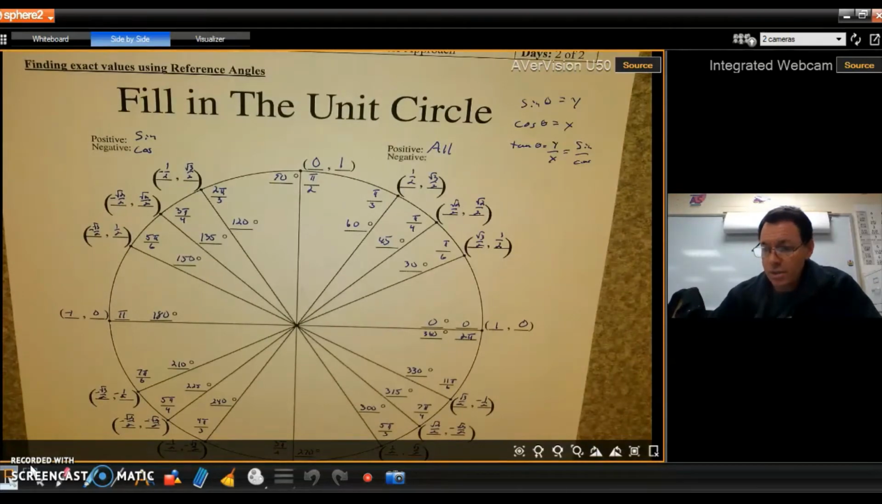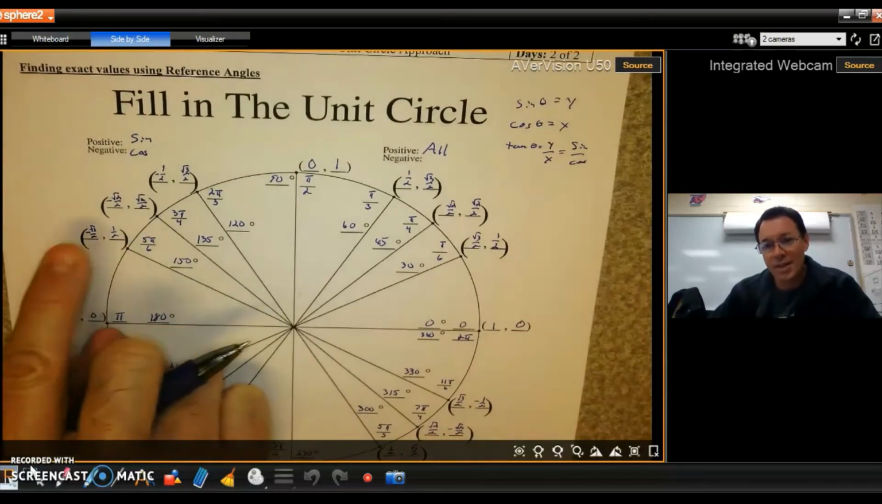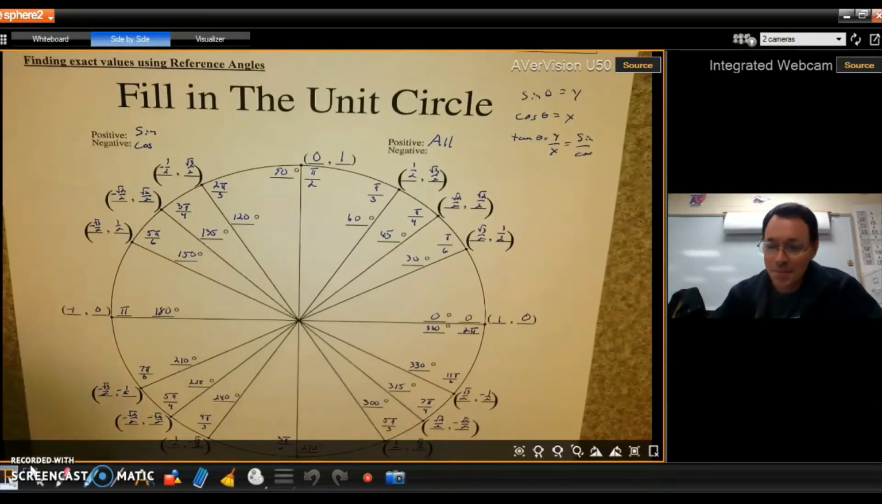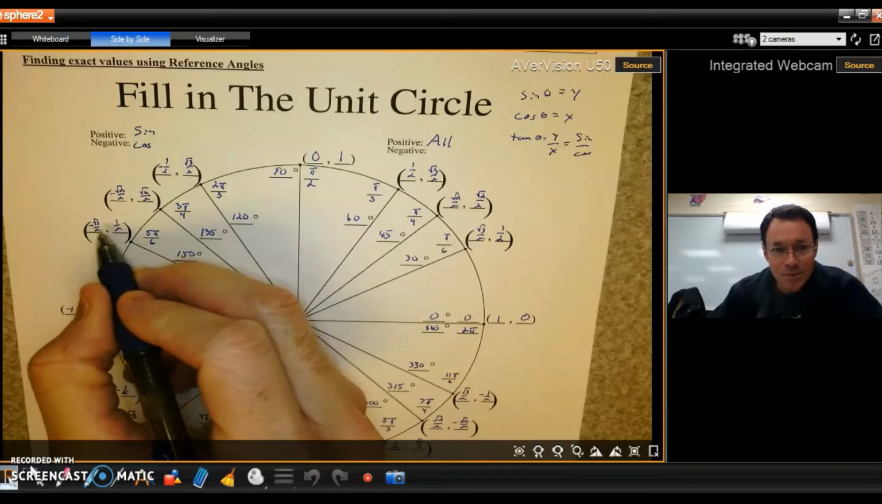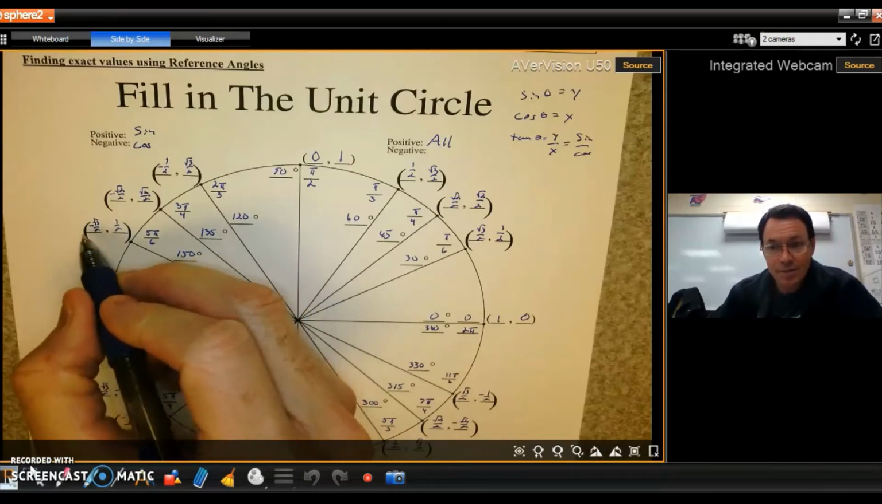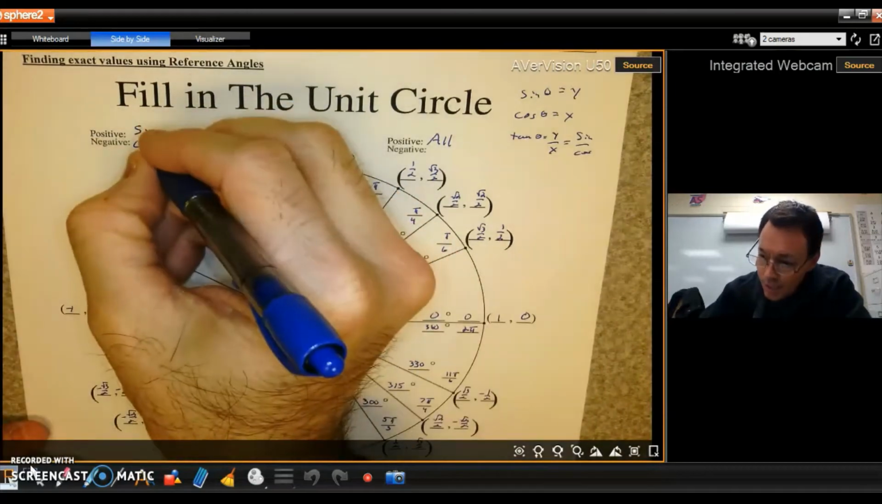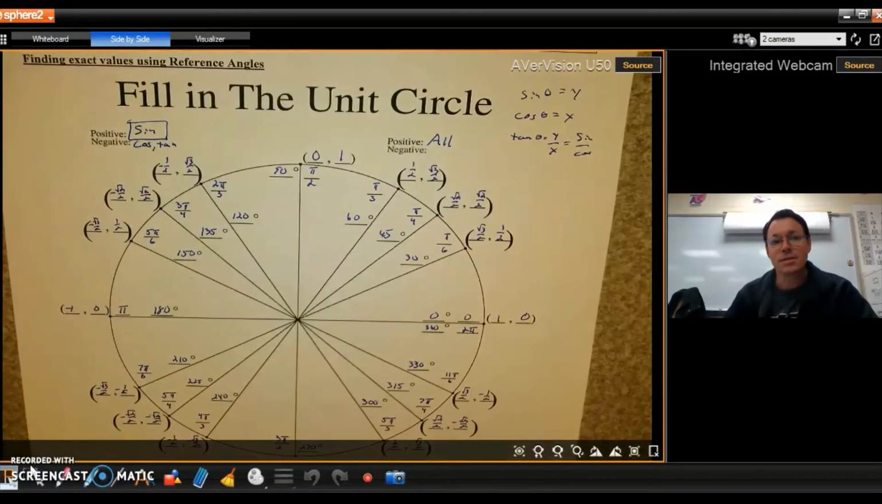Well, the tangent is the y divided by the x, or I should have said the sine divided by the cosine, but I shouldn't mix them up. So this is a positive number, this is a negative number. If you take a positive divided by a negative, you're going to get a negative. So you're going to have that negative sign in your problem. So tangent is also negative. So sine is the only one that's positive.